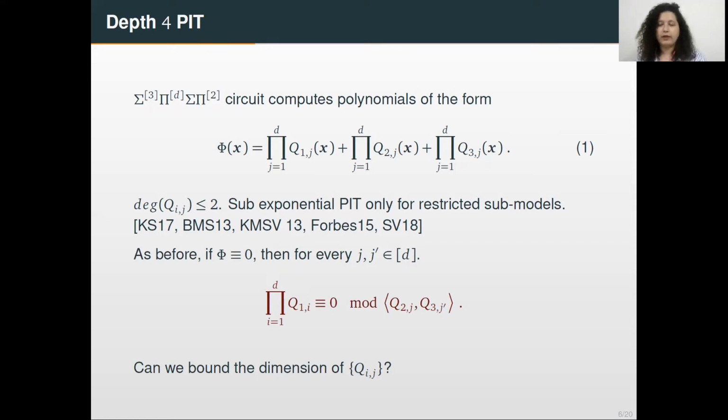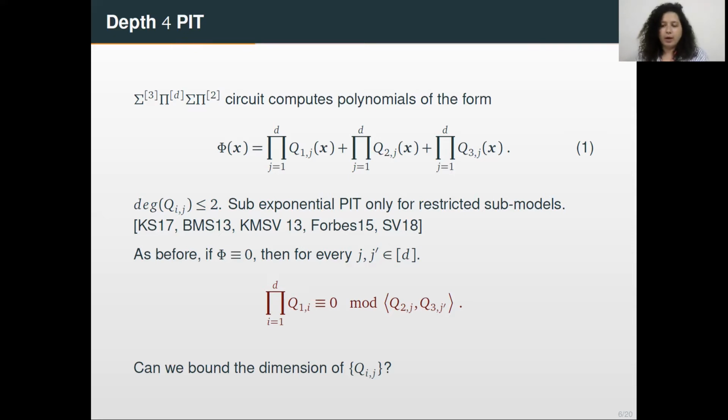So again, if the output polynomial of the circuit phi is the identically zero polynomial, then for every q2j and q3j, when we take a common zero of them, the first product must vanish at this point. So the first product gate is vanishing whenever 2 quadratics vanish. So we have a similar condition, but now instead of affine polynomials, we're working with polynomials of total degree at most 2. Can we say anything about the dimension of such a set of polynomials?